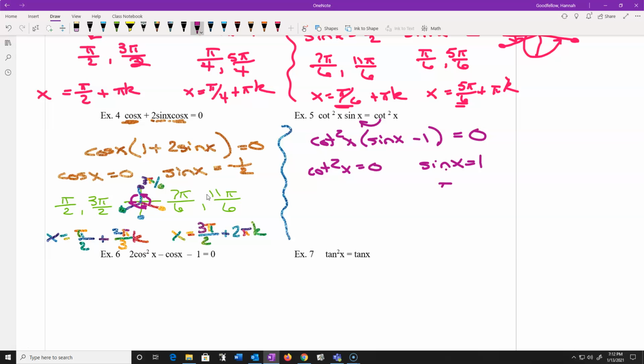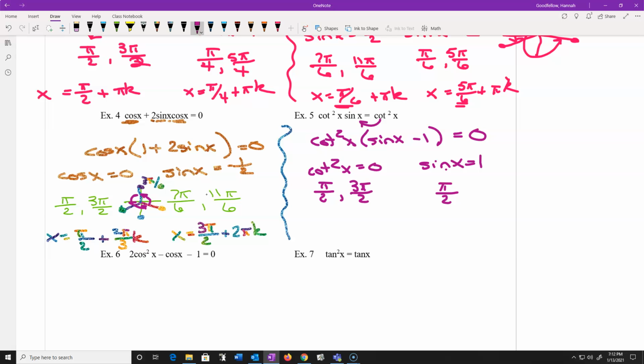Sine is 1, so that's going to end up being pi over 2. Now you've got to figure out how to do that other one. Cotangent squared being equal to 0 would ultimately be where the cotangent function is 0, and that would ultimately be at pi over 2 and at 3 pi over 2.